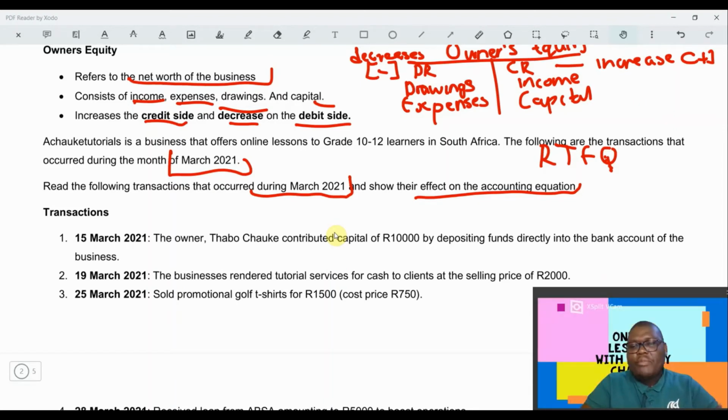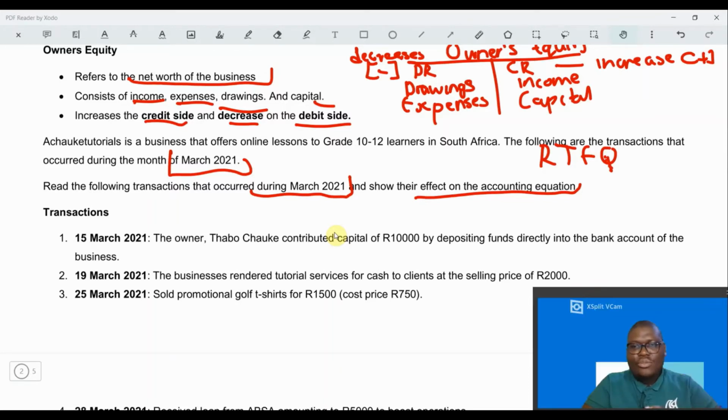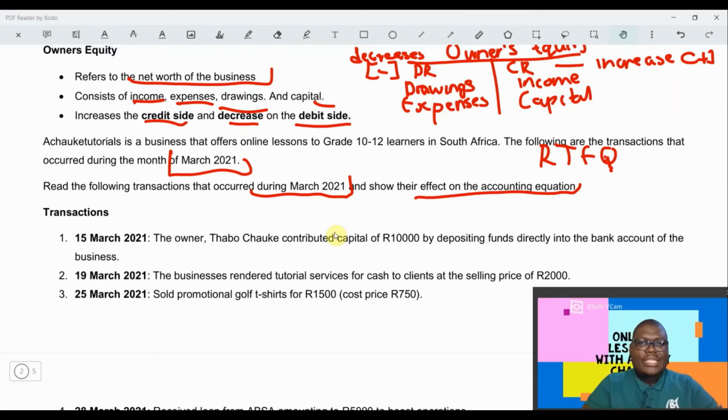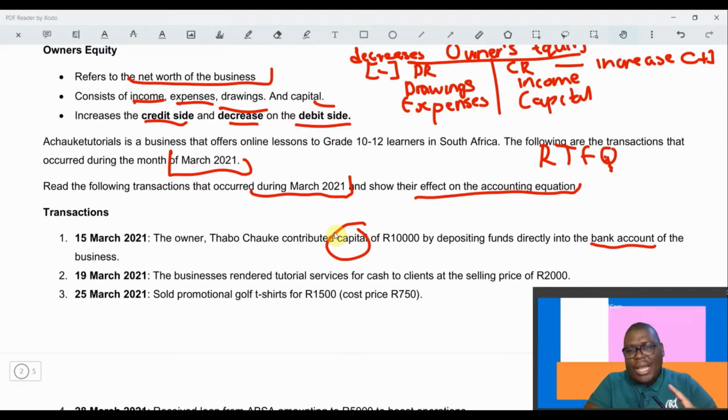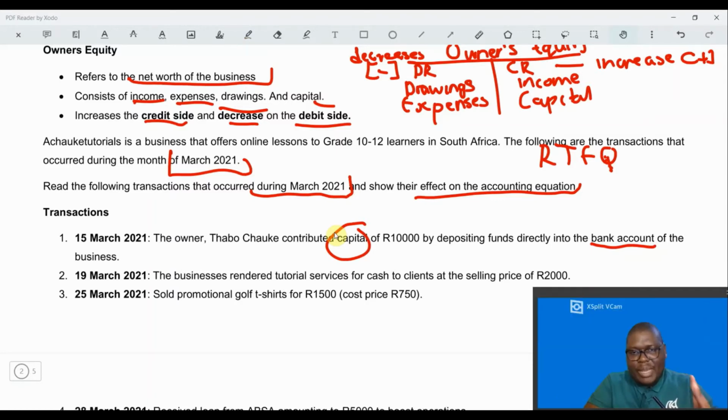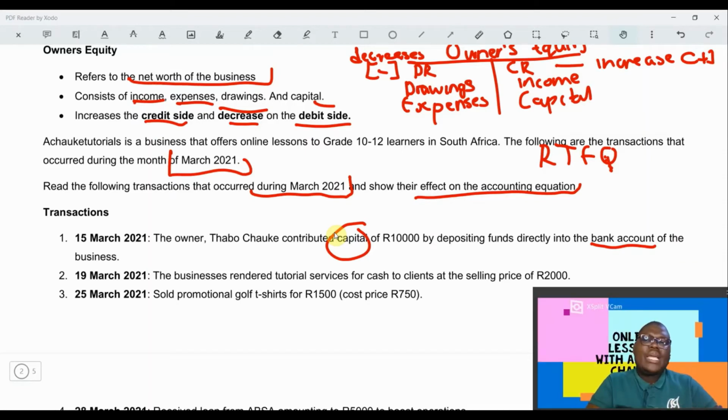I invested that money as part of my capital contributions. So when you identify this transaction, the first thing you need to do is ask yourself which accounts are affected. For me personally, I'm already seeing that the capital account has to be affected, and also the bank account, because remember, when I put money in the business's account, the capital account is affected, the bank account is affected. So now you need to think about this and ask yourself which account is debited and which account is credited. One has to be debited and the other has to be credited.